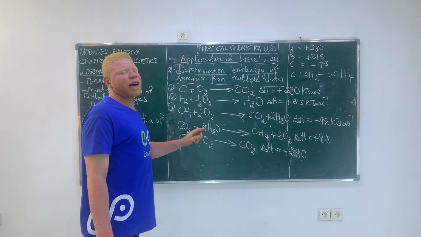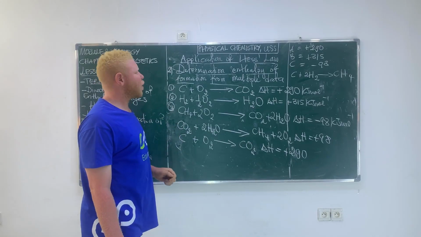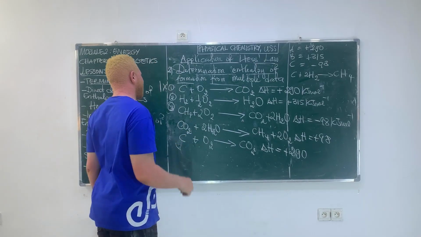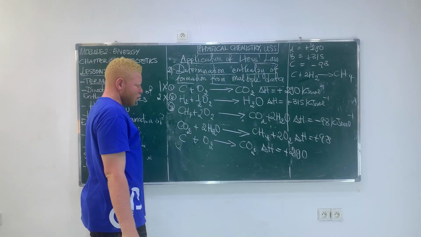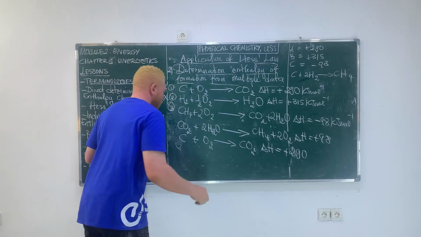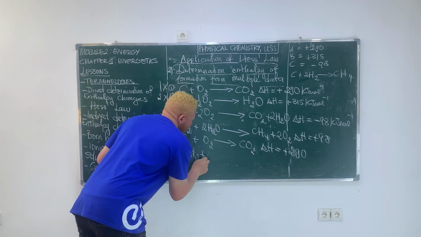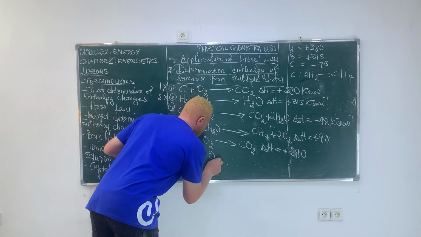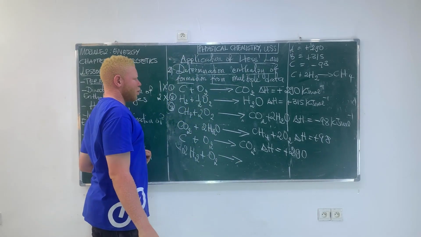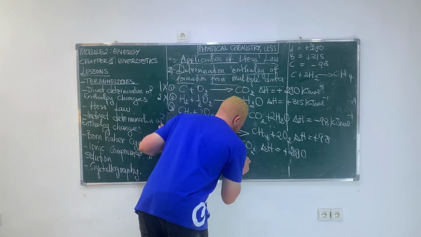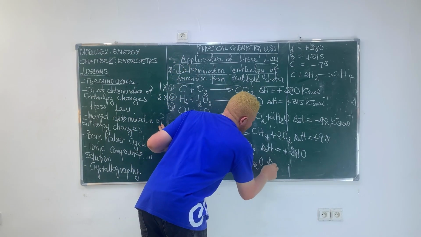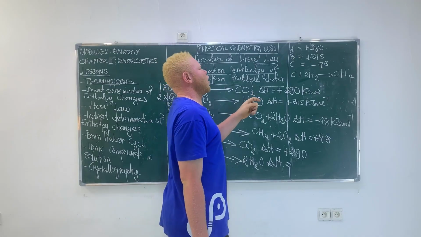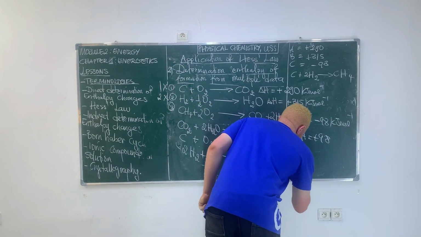In front of water, I have 2. I will multiply the water equation by 2. Remember that I multiplied the first equation by 1. In front of water, there is 2, so I multiply the water equation by 2, and I'm going to have 2 H2 plus O2 giving 2 H2O. I also multiply delta H by 2, so I use 2 times 160, that is 320 positive.